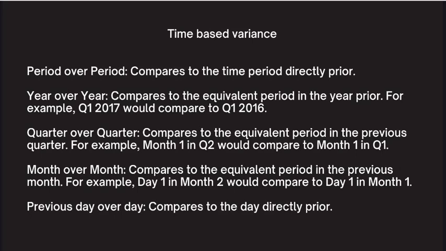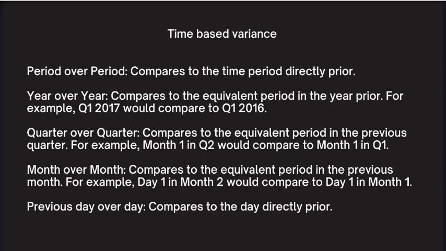Okay, so let's move on to time-based variances. Now there are 5 different ways to define your time-based variance. Period over period, that compares to the time period directly prior. Year over year, that compares to the equivalent period in the year prior. For example, Q1 2017 would compare to Q1 2016.